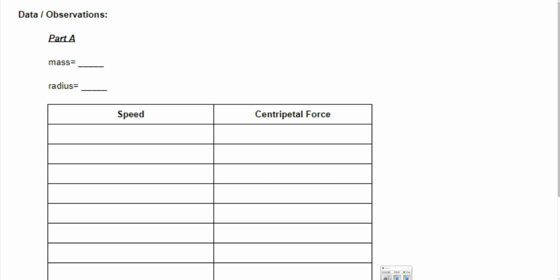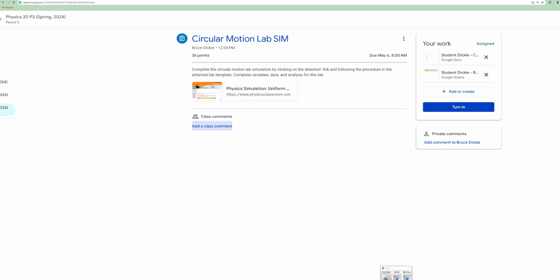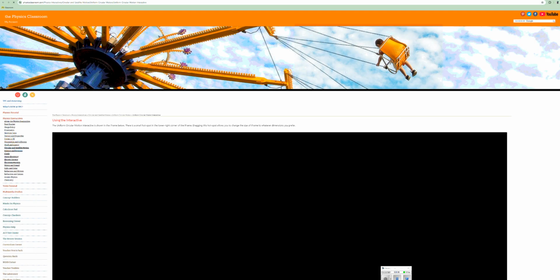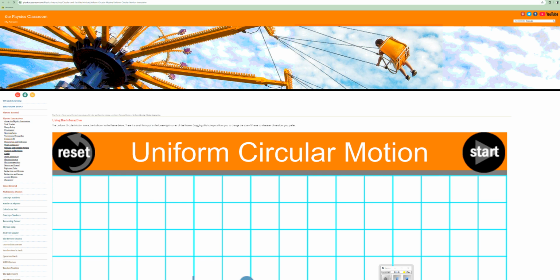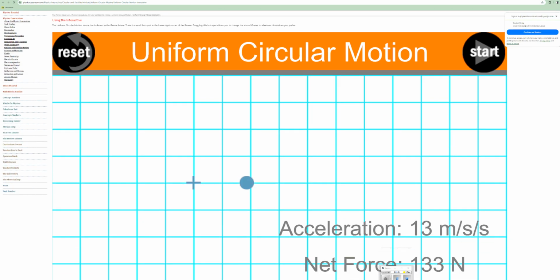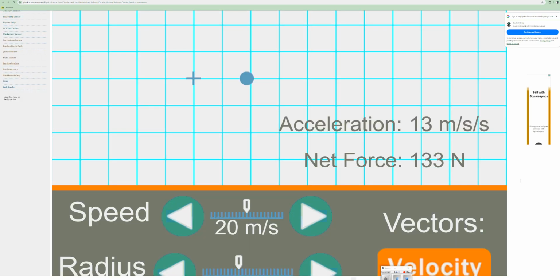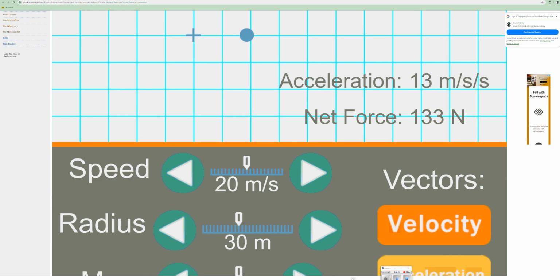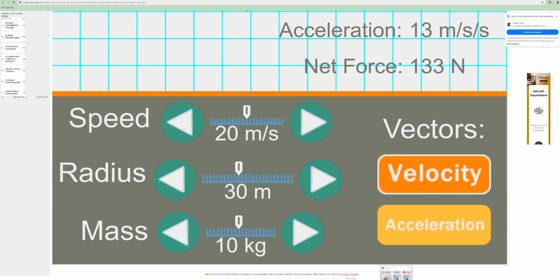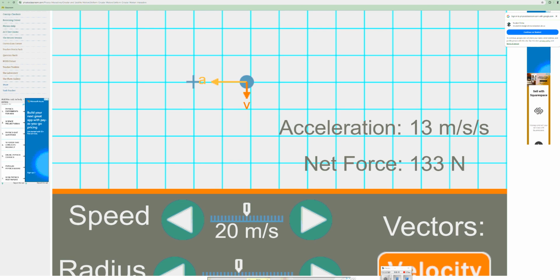Now, how are we going to get this data? How are we going to fill in this table? Well, if you go to your Google Classroom, you're going to see a link there. You're going to click on that link, and it's going to take you to an applet that looks like this. I don't want you to press start right away. What I want you to do is first press the button that says velocity, press the button that says acceleration, and that's going to show you the velocity and acceleration vectors.